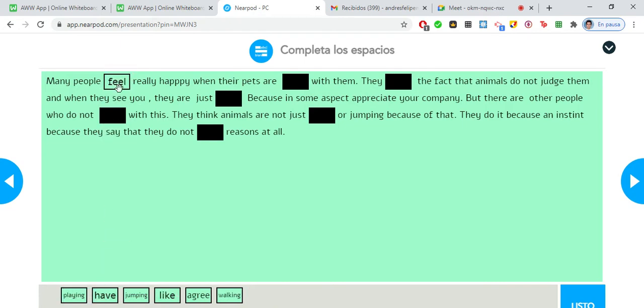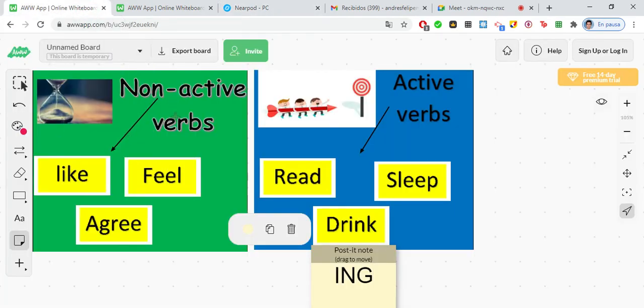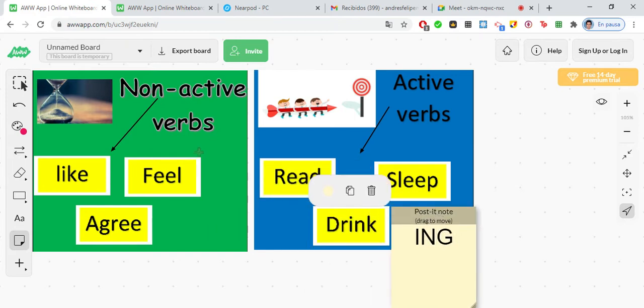Feel. Many people feel really happy. Teacher, why can I not say "many people feeling"? Because the teacher Andres told that non-active verbs don't have ing. This verb has ing, but this one doesn't. No, they don't have ing.